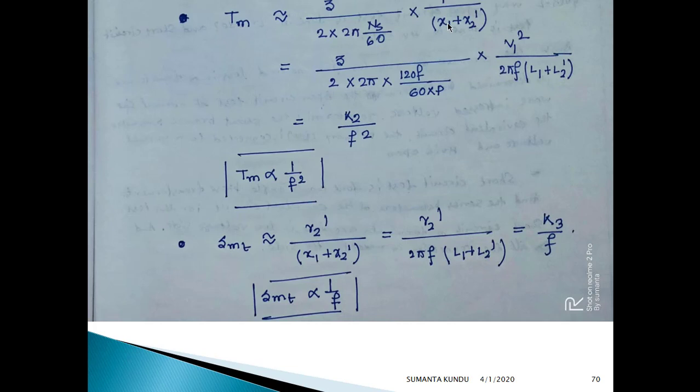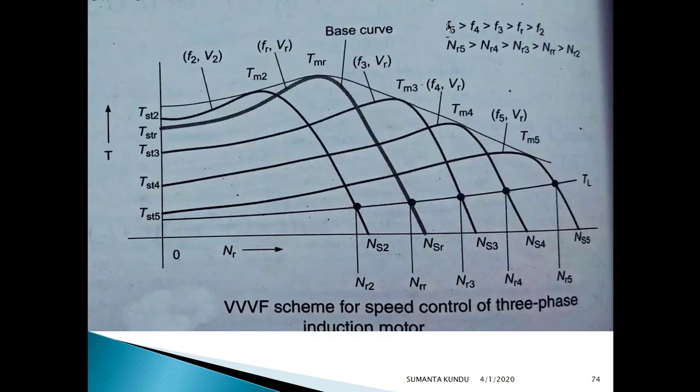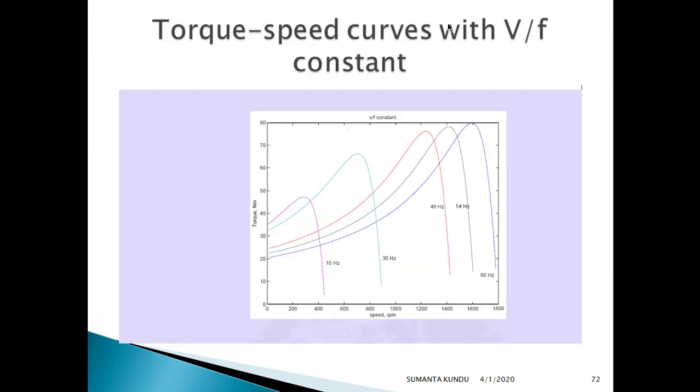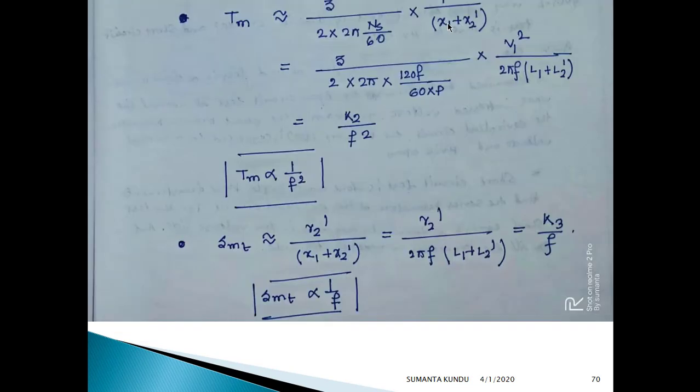Secondly, we know that E1, the induced EMF, is equal to 4.44 phi f k T s. Here 4.44, k, the winding factor, and T, the number of turns, are constant. That is, the induced EMF is proportional to the product of flux and frequency.